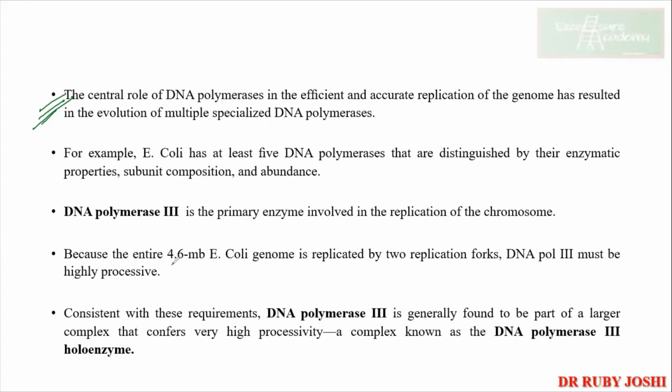Since the entire 4.6 MB E. coli genome is replicated by only 2 replication forks, this has to be highly processive, right? Because here there are only 2 replication forks. There is only one origin of replication, so it has to be very, very efficient. It is not like the case of the eukaryotes where you have got thousands of origins and thousands of replication forks working over there. Okay, so it has to be highly processive.